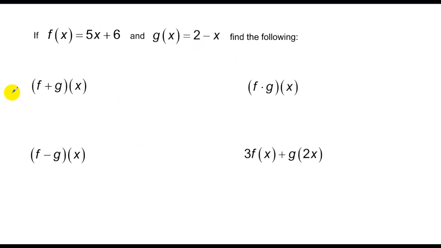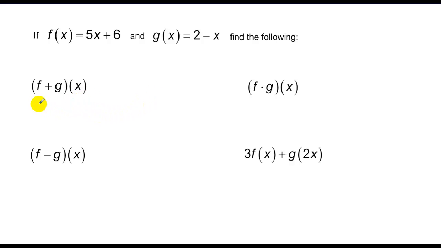Nothing new. Now, let's say we have two different functions. We have some f of x function equaling 5x plus 6, and some g of x function equaling 2 minus x. So this is like y equals this, or y could equal this. Now, what we want to do is find f plus g of x. Basically, that's asking us to add the two functions together and tell us what the answer is.